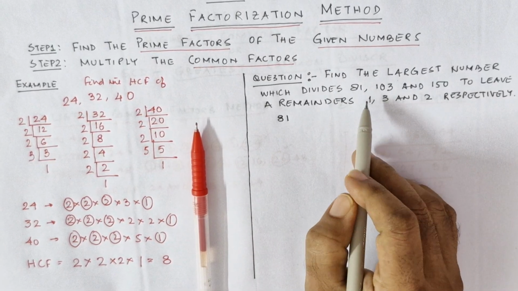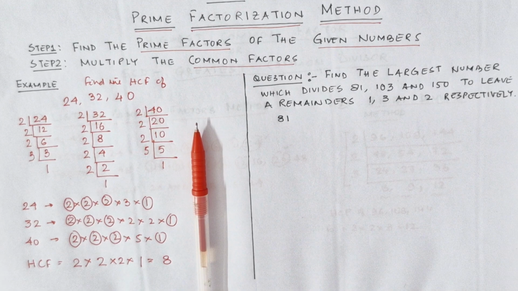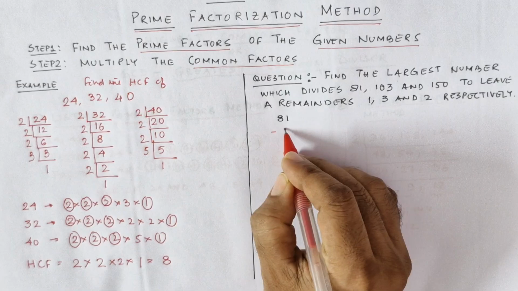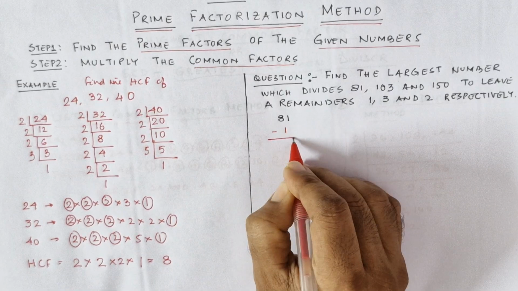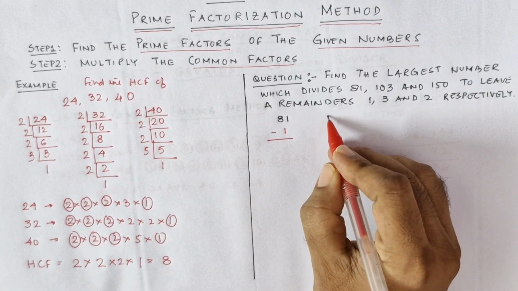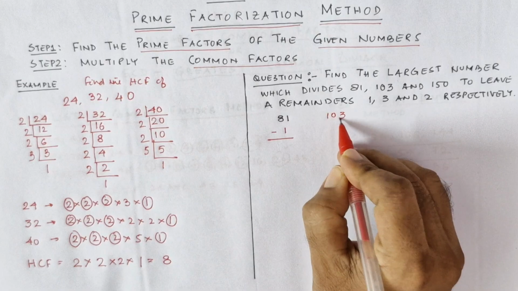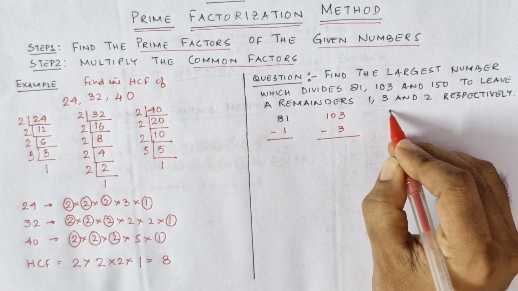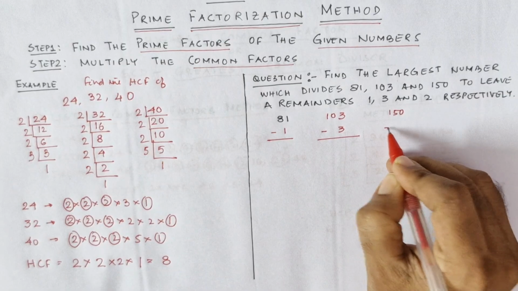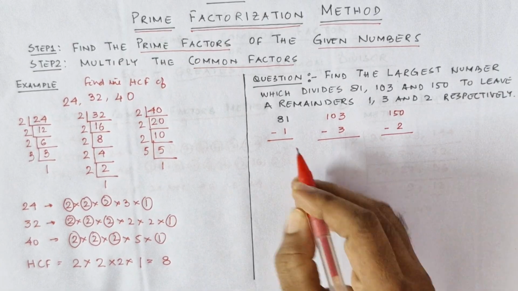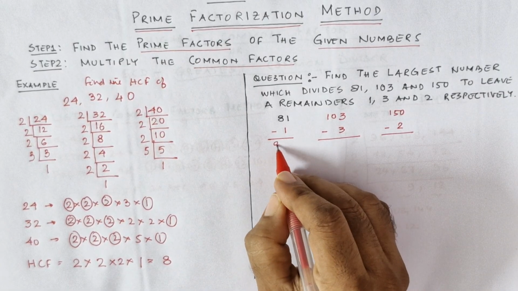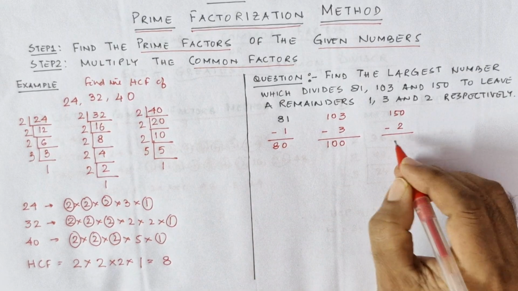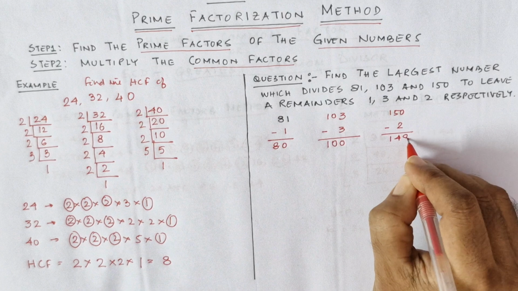From 81 subtract 1. From 103 subtract 3. From 150 subtract 2. So what do you have? In the first case you get 80, in the second case you get 100, in the third case 148.